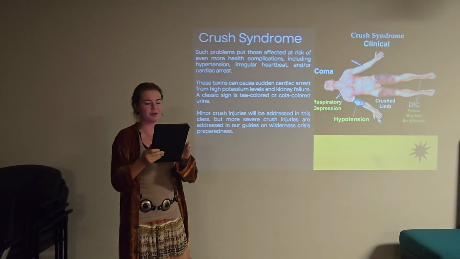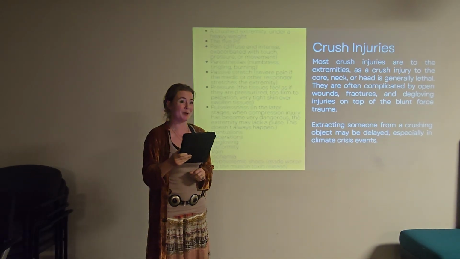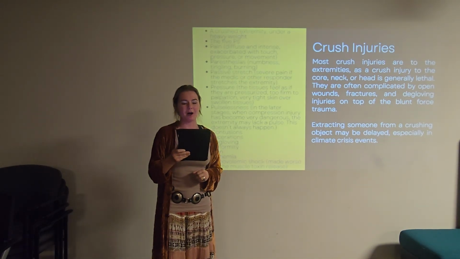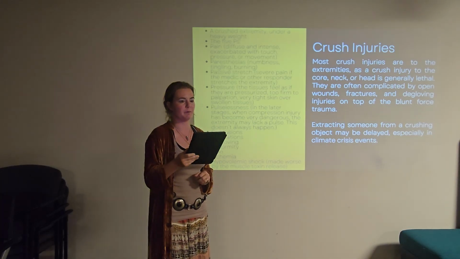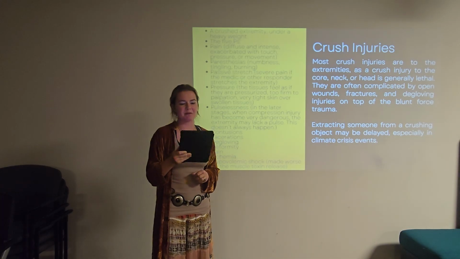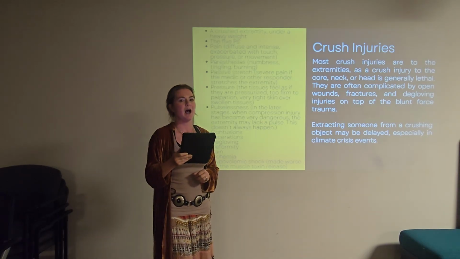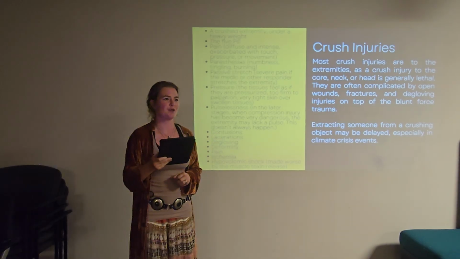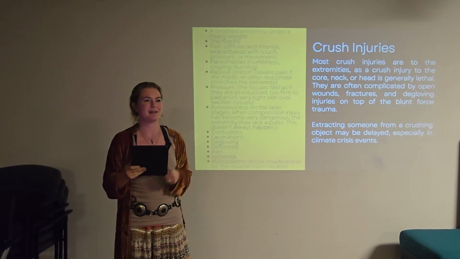Most crush injuries are to the extremities, as a crush injury to the core, neck, or head is generally pretty quickly lethal. They are often complicated by open wounds, fractures, and even degloving injuries on top of blunt force trauma. Extracting someone from a crushing object may be delayed, especially in climate crisis events. I want to caution you on looking up pictures of this, because I got to see someone's intestines and spine today.